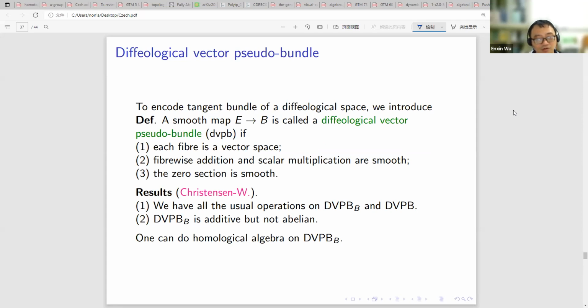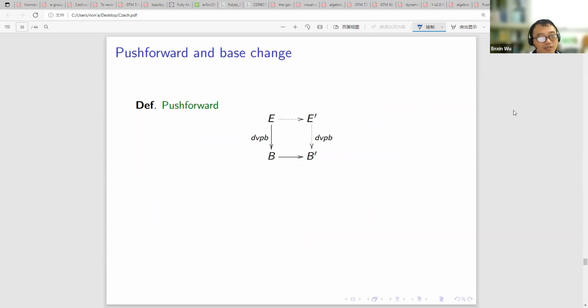The magic is another operation there. If you compare this with algebraic geometry, besides pullback, you also have push forward. So this is what I'm going to talk about here, the push forward operation. It means given a diffeological vector pseudo bundle here, and given an arbitrary smooth map here, you can construct a diffeological vector pseudo bundle on this side. You can imagine, for example, this B prime is a point here. Let me denote this smooth map by F.